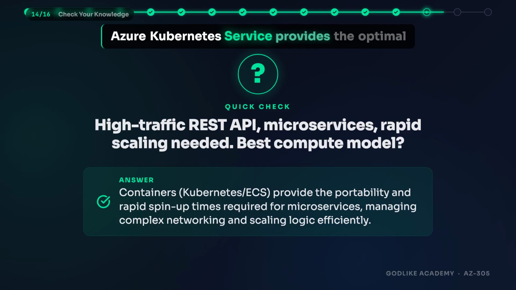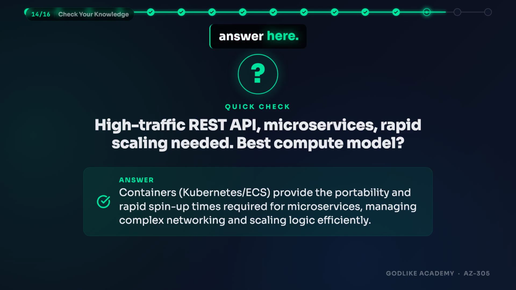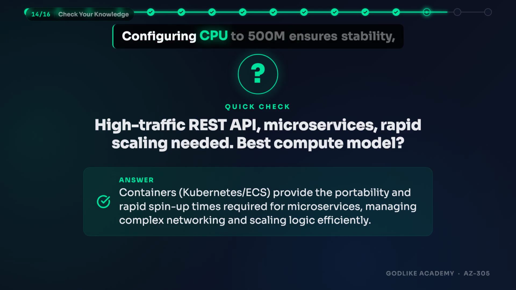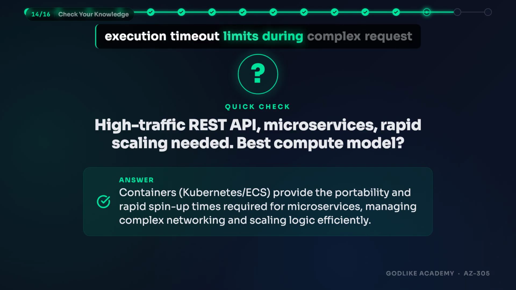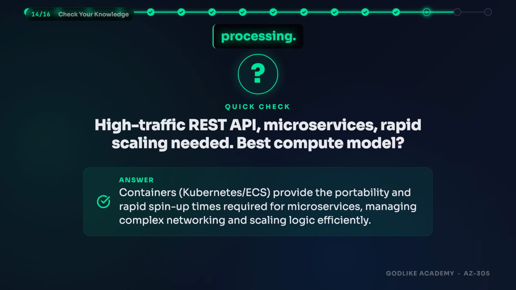Azure Kubernetes Service provides the optimal answer here. Configuring CPU to 500m ensures stability, preventing manual scaling bottlenecks while avoiding execution timeout limits during complex request processing.